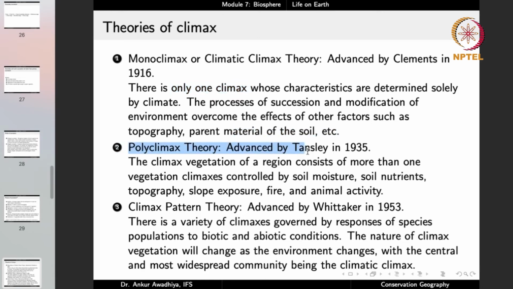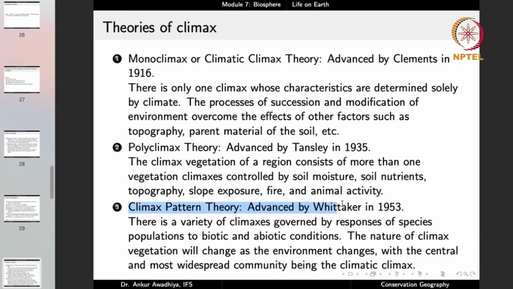Second is the polyclimax theory, which was advanced by Tansley in 1935. It says that the climax vegetation consists of more than one vegetation climax, controlled by soil moisture, soil nutrients, topography, slope exposure, fire and animal activity. So it says that there is not just one climax, but there are a large number of climaxes in any area, which are governed by soil moisture. So there will be different areas with different moistures, different amounts of nutrients, topography, slope exposure, fire and animal activity, and they will result in several climaxes in the area.